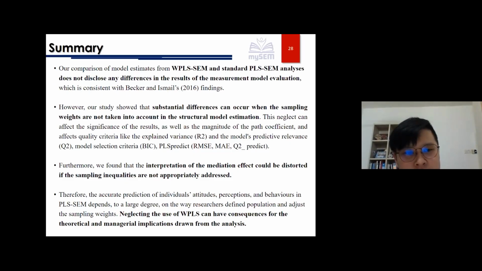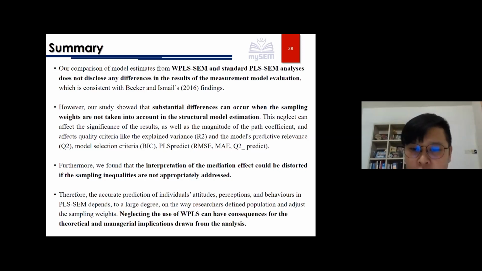So this is to summarize everything. To use WPLS-SEM or not to use it depends on you. But then again, we are talking about sample representativeness, and this is the biggest issue that I don't see many people tackle in their publications. Based on my summary, there are no differences disclosed in terms of the measurement model evaluation. It is the same as Becker and Ismail 2016. But in terms of the structural model, there's a substantial difference in the results of the structural model estimation.